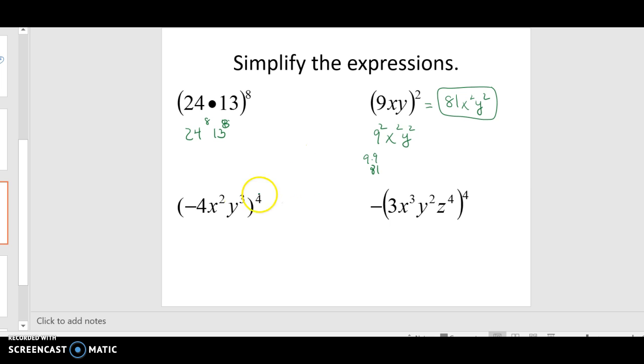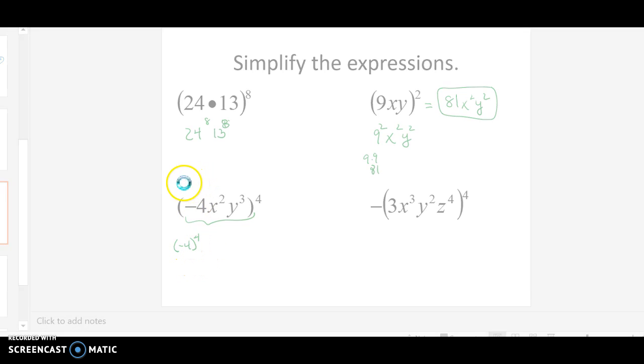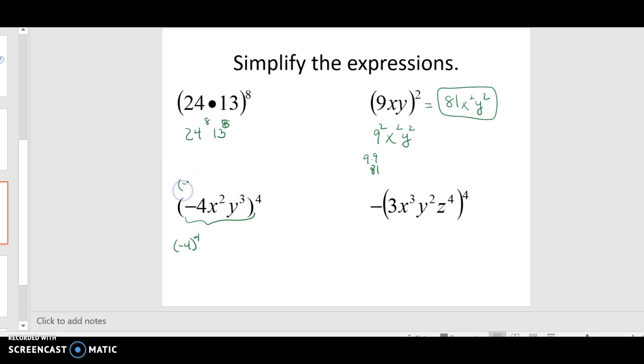Now the next example, this is where it starts to get a little complicated. What you have to understand here is I'm going to raise everything inside here to the 4th power. Now the first term is just going to be negative 4 to the 4th power. What is that going to give me? Well, once I look at that, negative 4 times negative 4 times negative 4 times negative 4, it's going to give you 16 times 16. So this will simplify to 256.